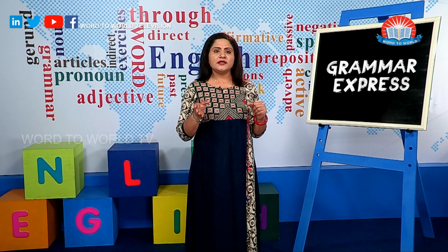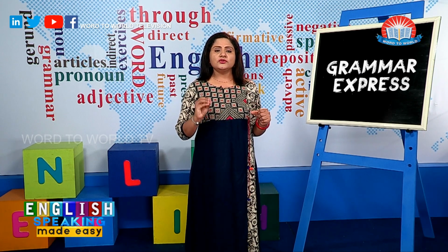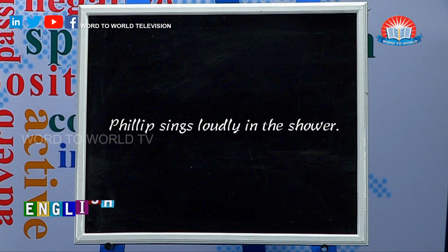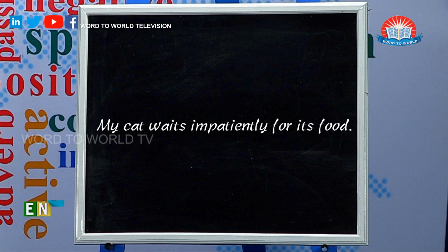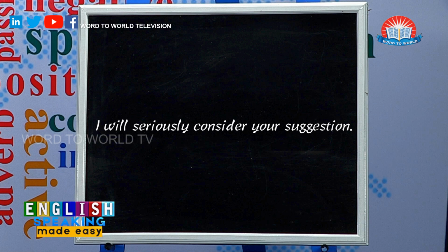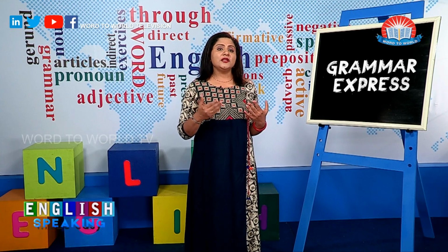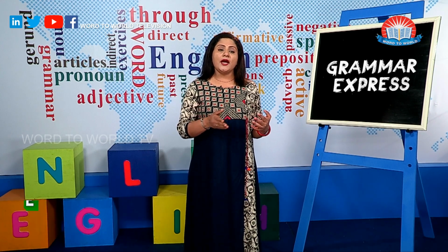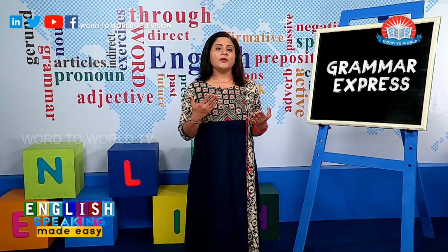Adverbs and verbs: one of the things that adverbs do is, of course, modify verbs. This means that they describe the way an action is happening. For example, when we say Philip sings loudly in the shower, see, it shows how the action is happening. My cat waits impatiently for its food. Look at the word impatiently. I will seriously consider your suggestion. Look at the adverb seriously. The adverb in each of these sentences answers the question how, in what manner. How does Philip sing? It's always answering the question in what manner, how. How will I consider your suggestion? Will I take it seriously? Will I take it lightly? Adverbs can answer other types of questions about how an action was performed.